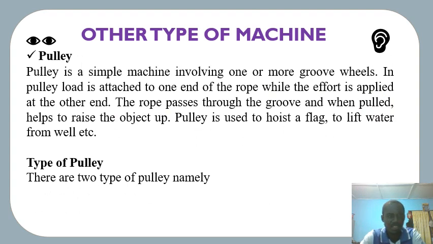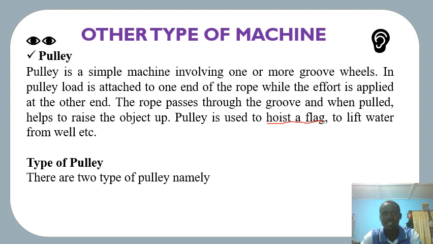The next type of machine is called a pulley. The pulley is a simple machine involving one or more grooved wheels. In a pulley, the load is attached to one end of the rope whilst the effort is applied to the other end, and the rope passes through the groove, and when pulled, it helps to raise the object up. For example, the pulley is used to hoist a flag. You see that the flag is tied at one side, while the one hoisting it will be pulling the rope at the other side.